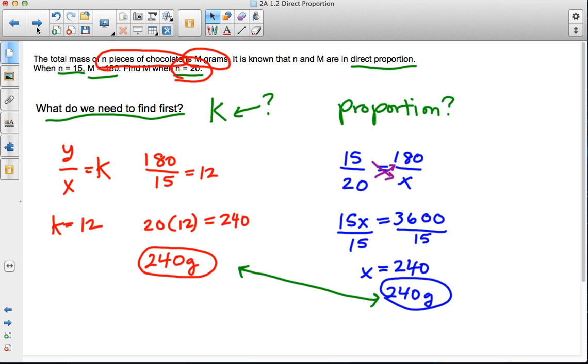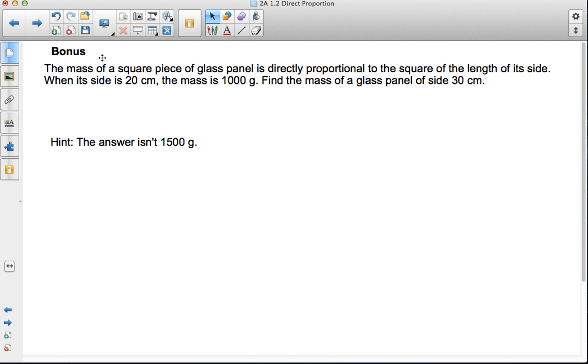Let's take a look at one more example. This is a bonus one for you to try on your own. The mass of a square piece of glass panel is directly proportional to the square of the length of its side. When the side is 20 centimeters, the mass is 1,000 grams. Find the mass of a glass panel of side 30 centimeters. We'll talk about this problem tomorrow. Here's a hint. The answer is not 1,500. See ya.